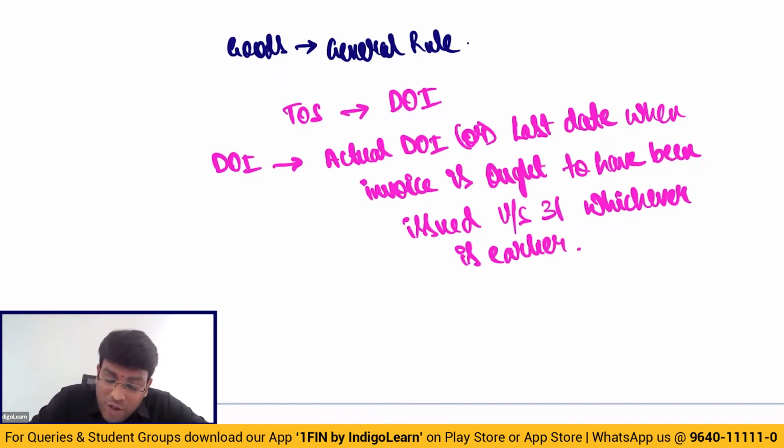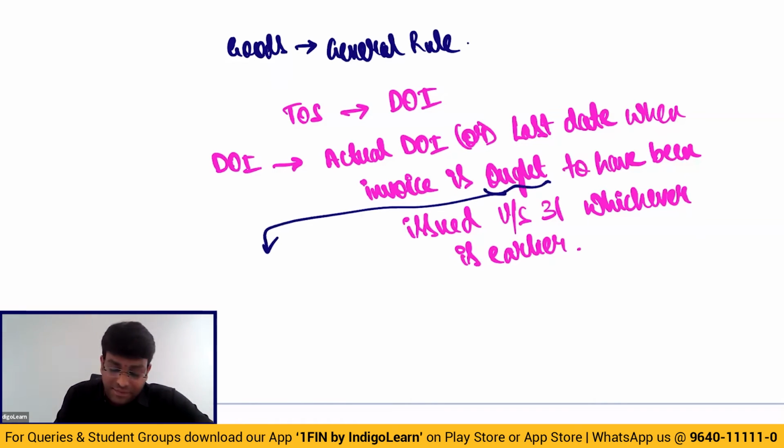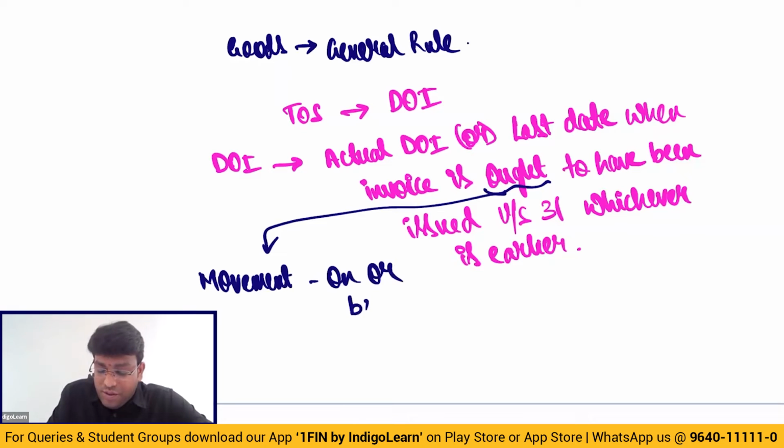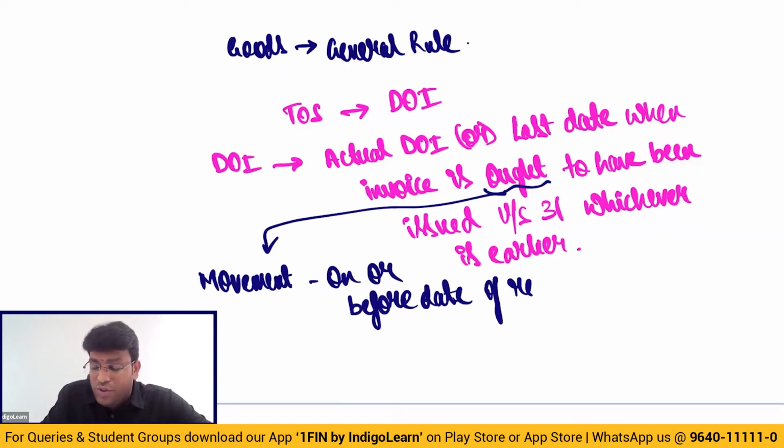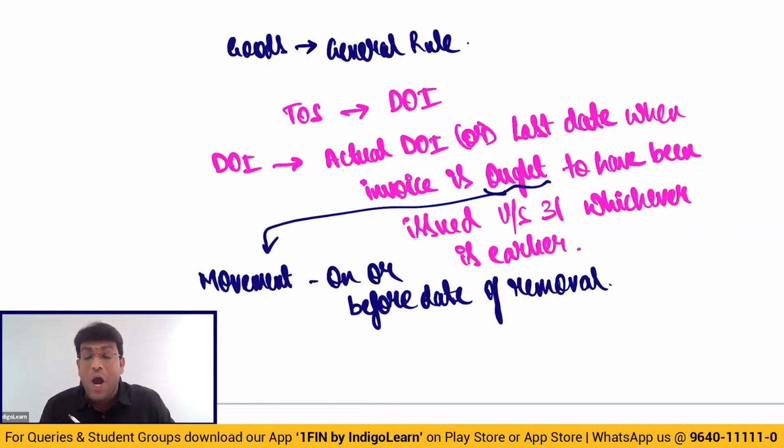Now, when an invoice is supposed to have been issued is given by Section 31, which says that in case there is a movement of goods, the invoice must be issued on or before the date of removal. I repeat again, on or before the date of removal.